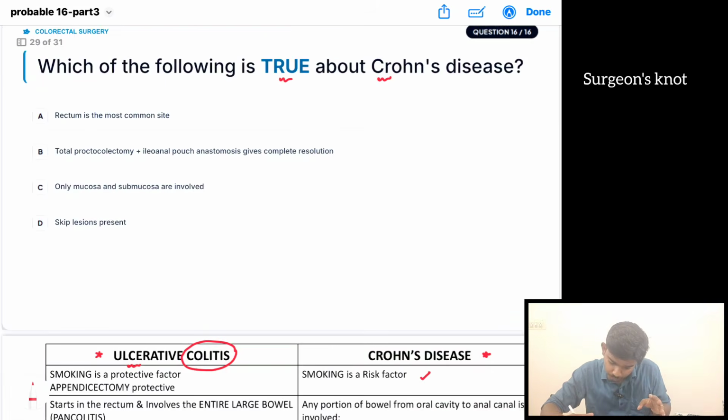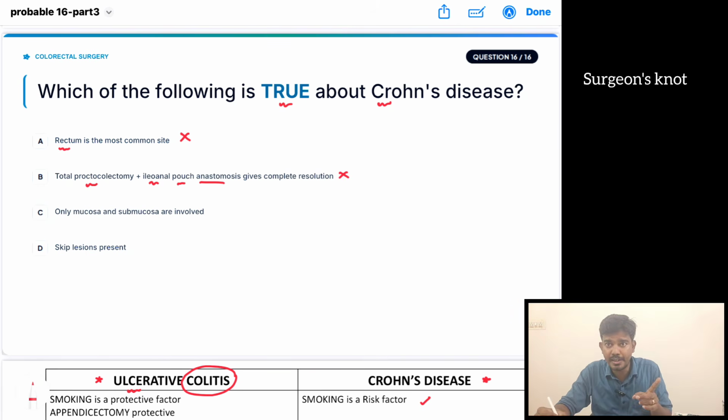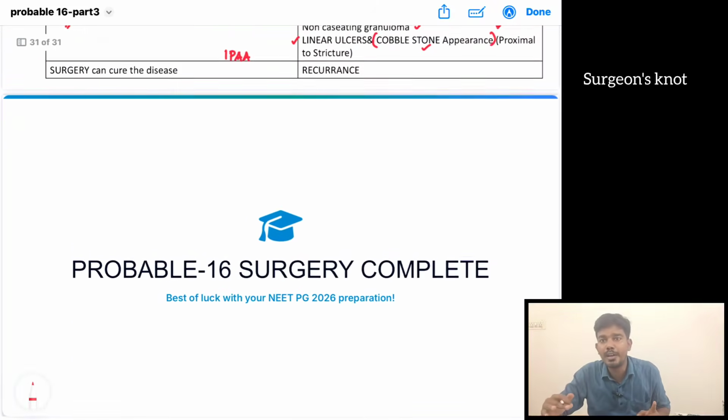So which of the following is true in Crohn's disease? Rectum is the most common site. No, the rectum is spared in Crohn's disease. Total proctocolectomy with ileal pouch anastomosis gives complete resolution. No, it gives complete resolution in ulcerative colitis. Only mucosa and submucosa are involved. No, it involves transmural involvement. Skip lesions are present, but it involves transmurally. Skip lesions are present, correct. So the answer is D: skip lesions are present in Crohn's disease.